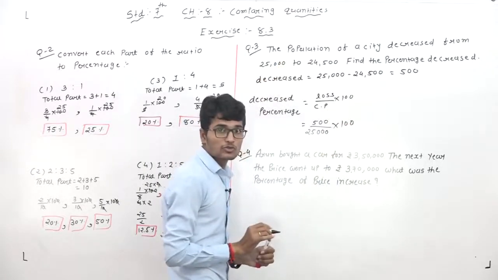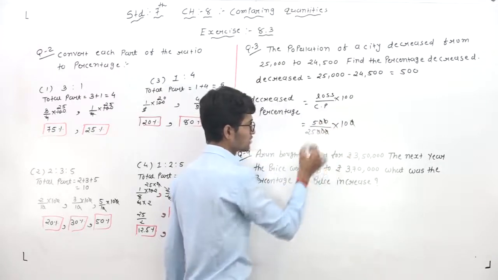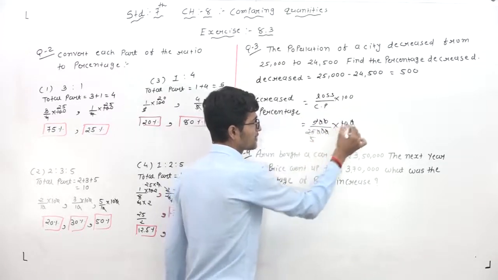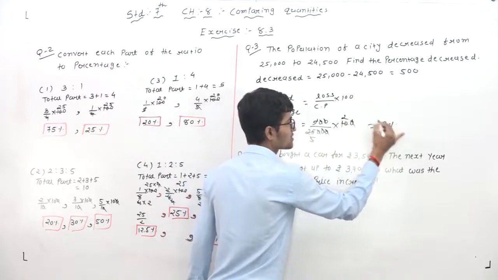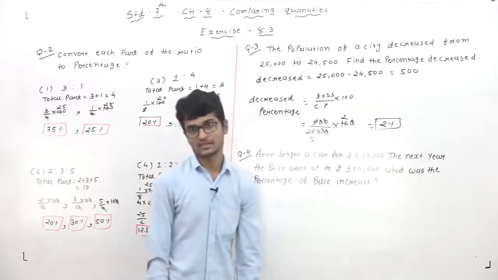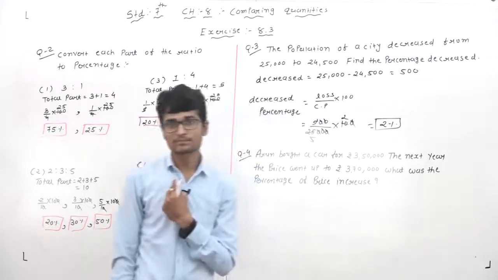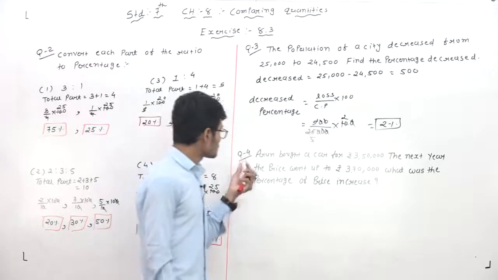Understand how to solve? Now cut the zeros. 5 5s are 25 and 5 2s are 10. It means how many percentage population is decreased? 2% population is decreased. Understand students how to solve this type of word problem? Okay. Now to question number 4.